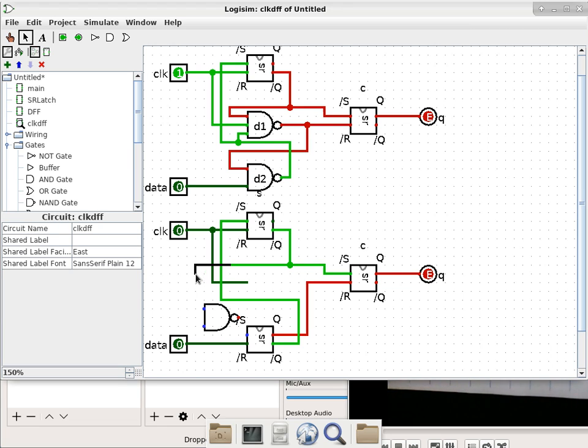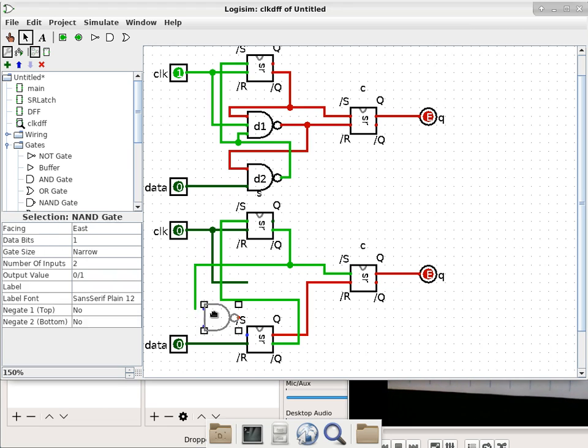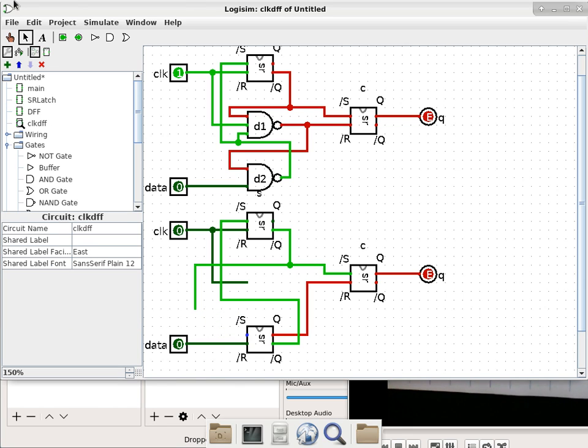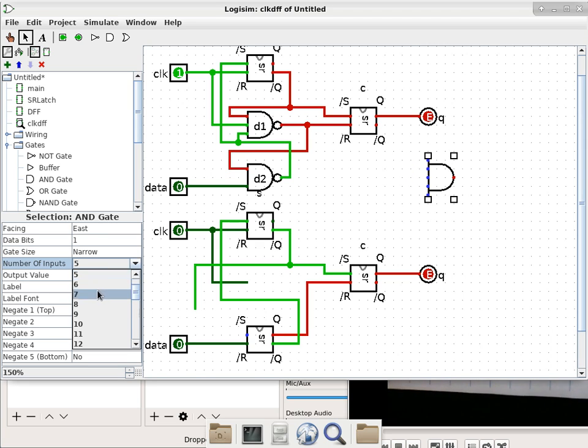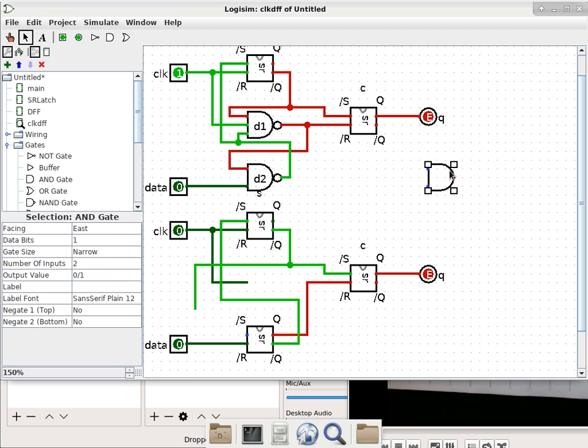Are you using an AND or a NAND? This is supposed to be AND, not NAND. Thank you. I was trying to be lazy and just use a component already there. Okay, so this is 1, and then the output of this goes here. Where's the other one? The other one is the clock line, which is from here.